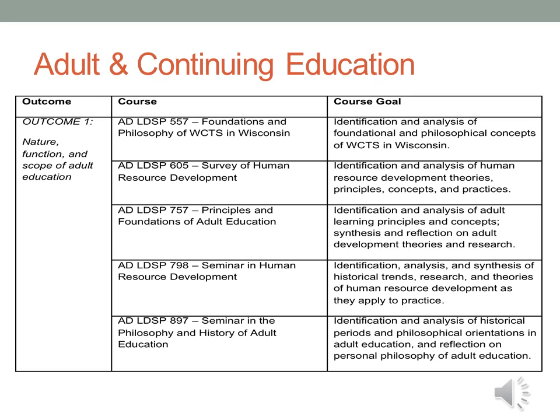For example, in adult and continuing education, outcome 1 is nature, function, and scope of adult education. You have 5 recommended courses next to it. You can choose an artifact from any of these courses. An artifact is work you have done in these courses that shows your achievement of the outcome. So it could be a paper you submitted for course 605 or 757, etc. It could be a presentation you did in class.